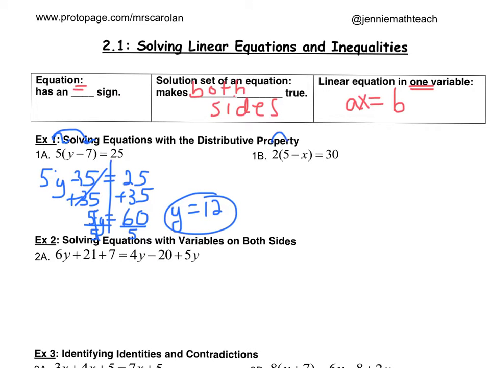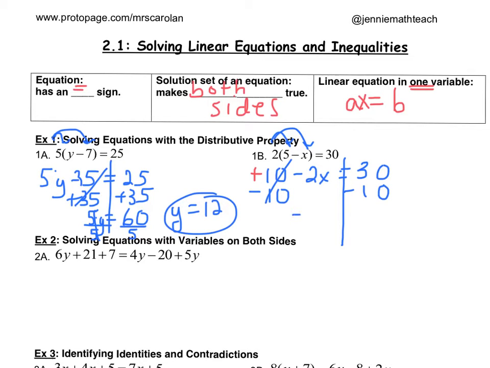To do 1b, we'll start out the same way. 2 times 5 is 10. 2 times x is 2x. That equals 30. There's the equal sign. To get rid of the 10, we have to recognize that it's a positive 10. And in order to get rid of it, we will need to minus 10 from both sides.